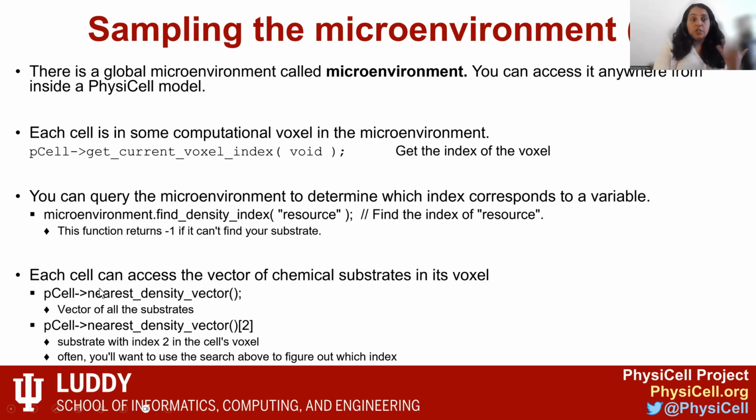If we just access the nearest density vector, it will give you a vector of size n, where n is the total number of substrates in the microenvironment in that particular simulation that you are working with, and you can access that, and it will give you the value of that particular substrate in that voxel.